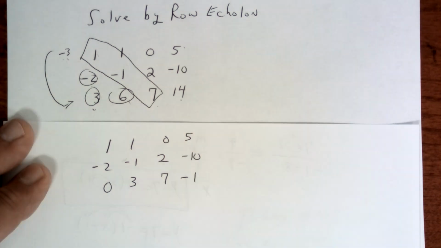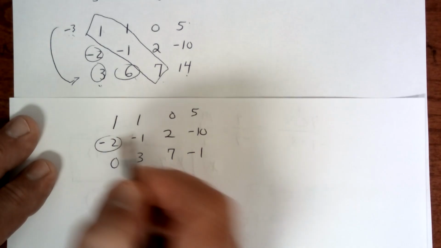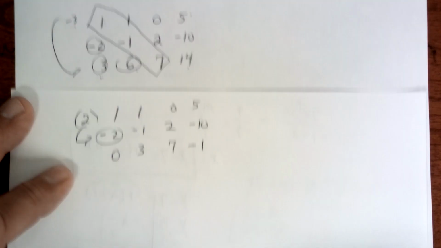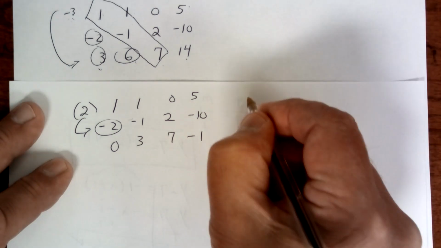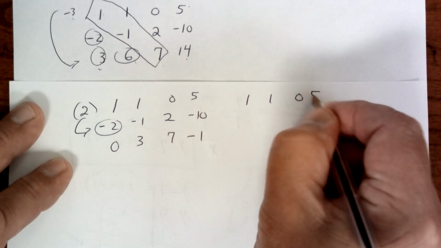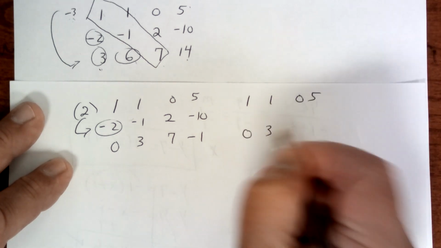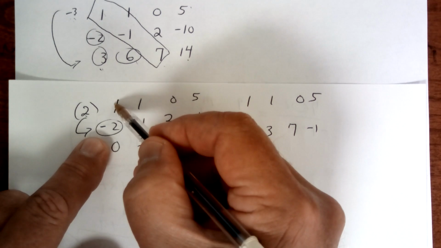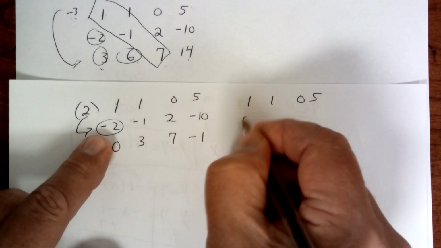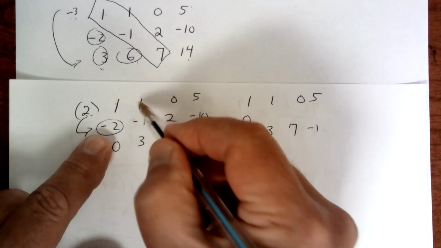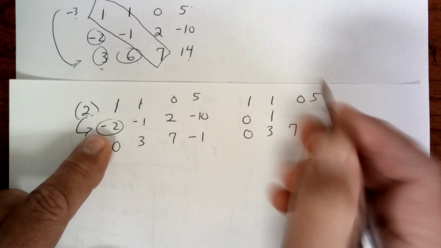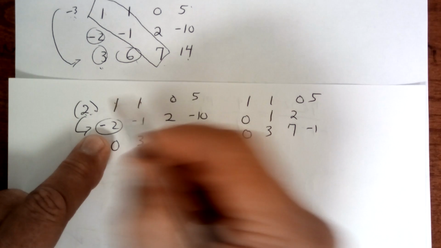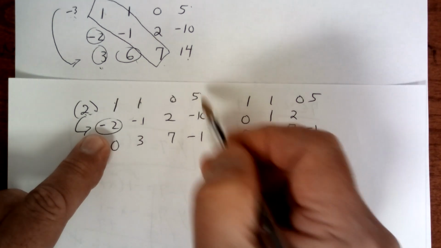Okay? Next, I'm going to get this one to be a 0 by multiplying this by 2 and adding to the middle one. So the first one stays the same. The last one stays the same. But the middle one's going to change. So that's going to be negative 2, or 2 and negative 2 is 0, which is what I want. That's going to be 2 minus 1 is 1. This is going to be 2 minus 0, plus 2 is 2. And 2 times 5 is 10, and 10 minus 10 is 0.